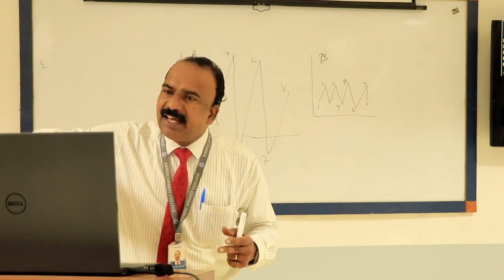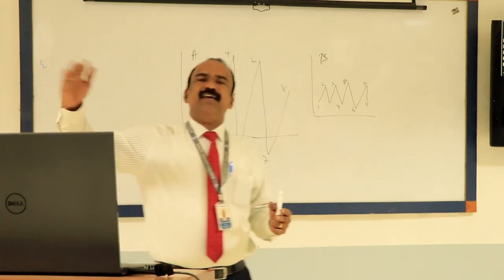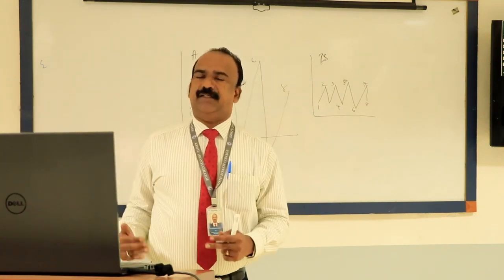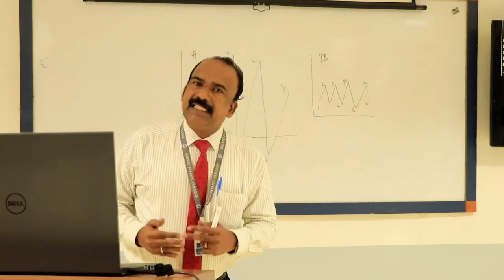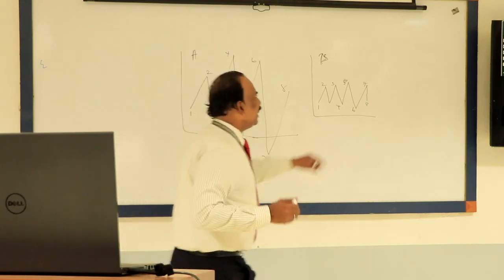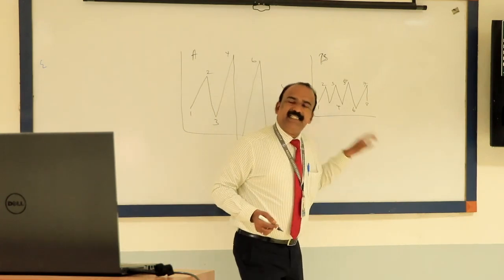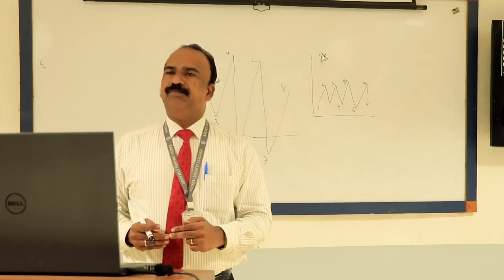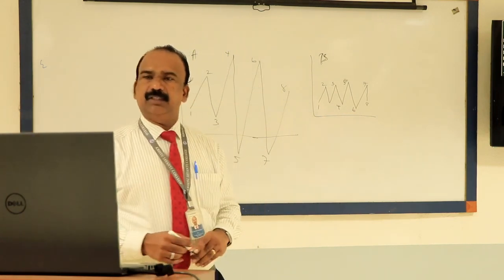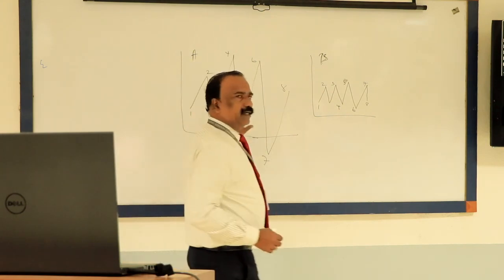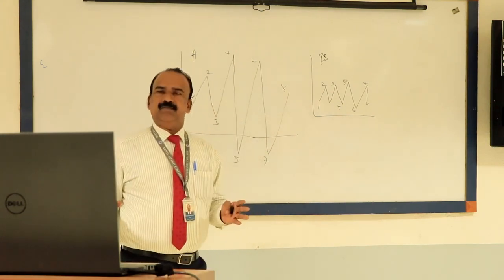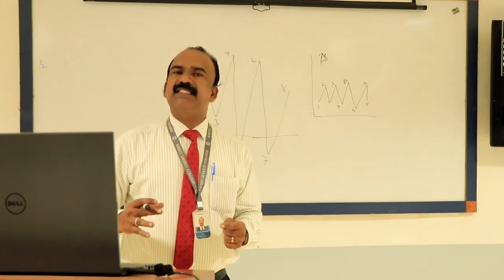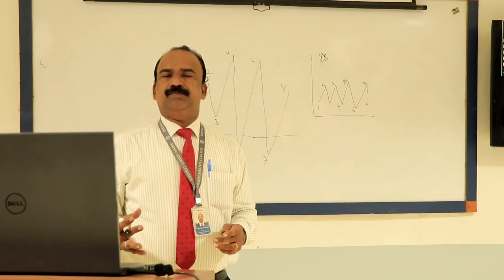That means the higher the variability, the higher the risk. The lower the variability, the lower the risk. Higher the consistency, lower the risk. Lower the consistency, higher the risk. Is that clear? So risk means variability in return. Risk means deviation from the expected return. Risk means consistency in relation to return.